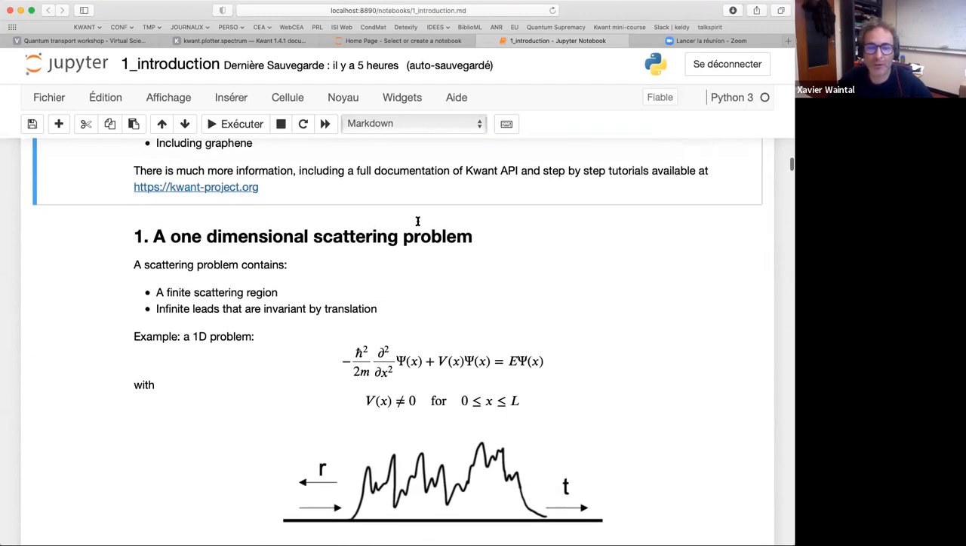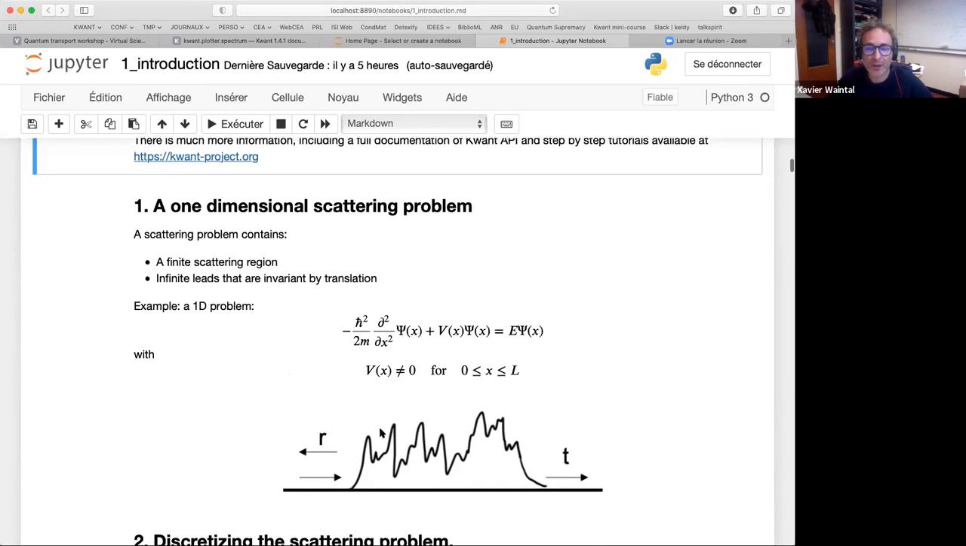So this is the problem I want to solve. The one-dimensional Schrödinger equation: minus the second derivative of psi, the wave function, plus a potential that can be anything, like a random potential like the one I drew here, times psi, equals E psi. I want to solve this scattering problem. And V of x is only non-zero in a finite region. This is a scattering problem because on the left region here, there is no potential.